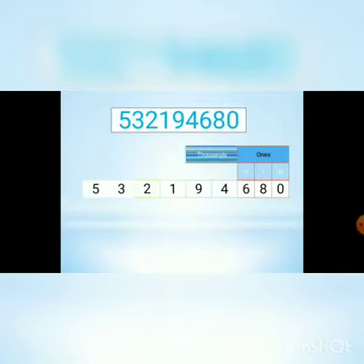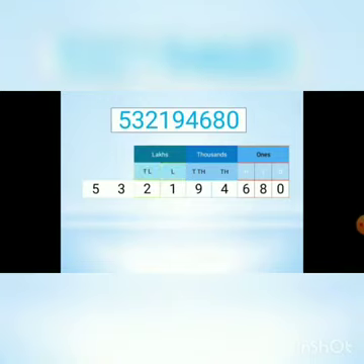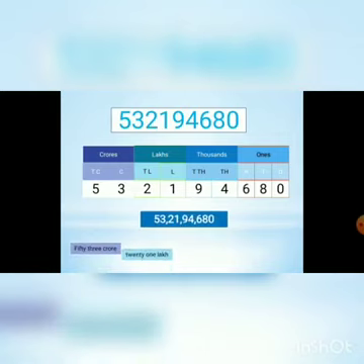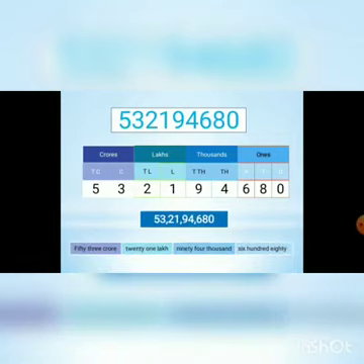In thousand period, 4 is in thousand place, 9 is in the 10,000 place. In lakh period, 1 is in lakh place, 2 is in 10 lakh place. In crore period, 3 is in crore place and 5 is in 10 crore place. We write commas after each period so that the number is 53 crore 21 lakh 94,680. See, only the first letter is capital.